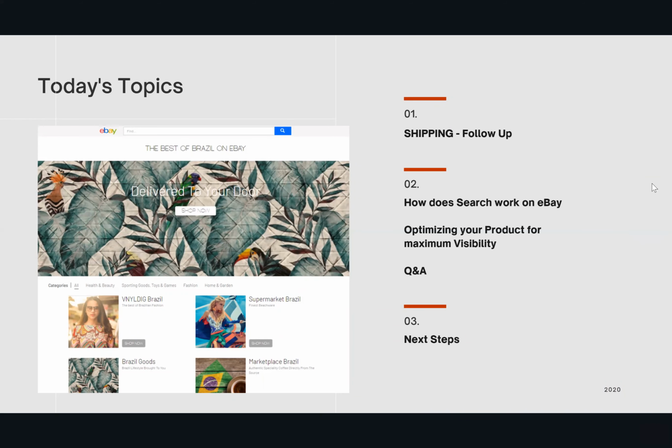Today we're going to talk a little bit about shipping, just to follow up and talk through the different models of shipping that we had started looking at. Then we're going to look at how search works on eBay, how you can optimize your product for maximum visibility. So we're going to go through the product flow together, and we'll make sure there's time for Q&A.